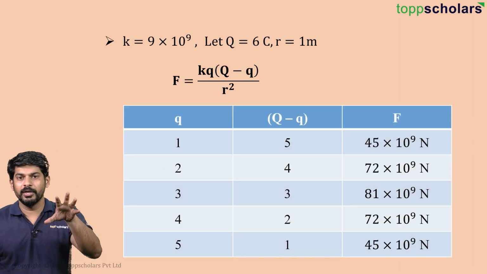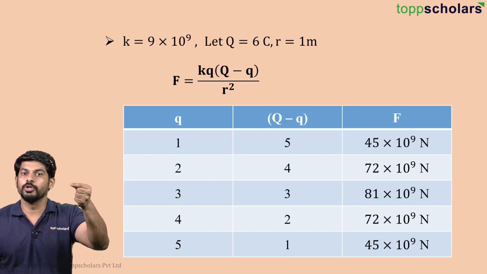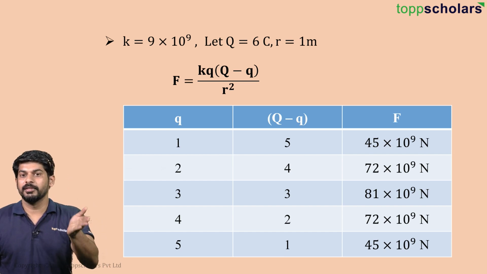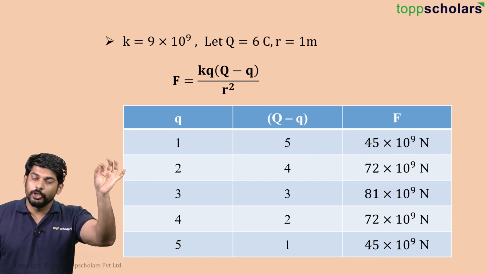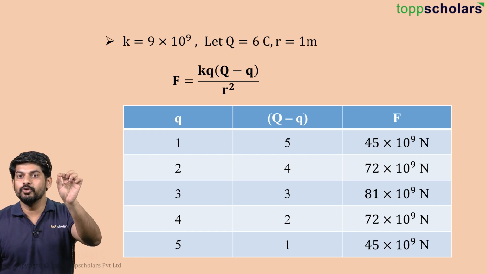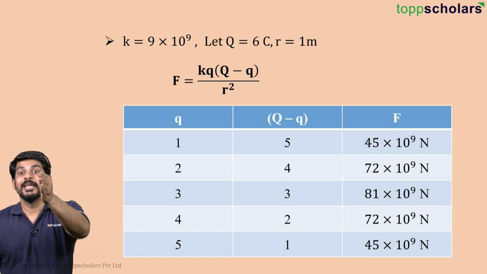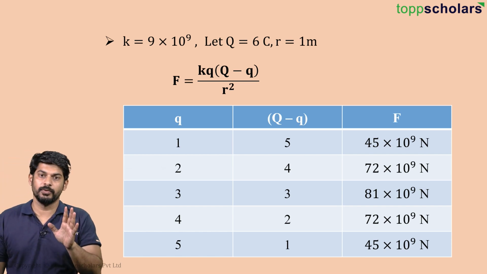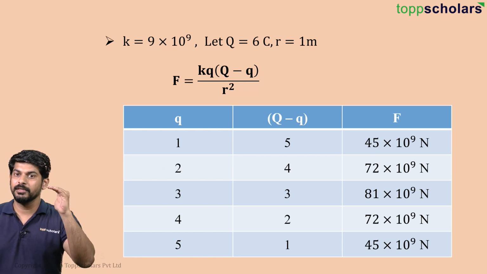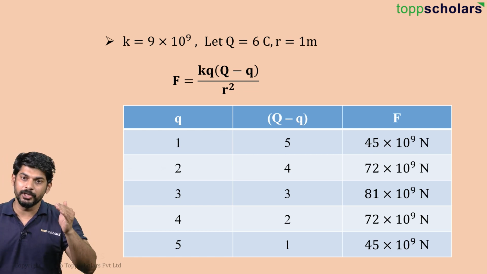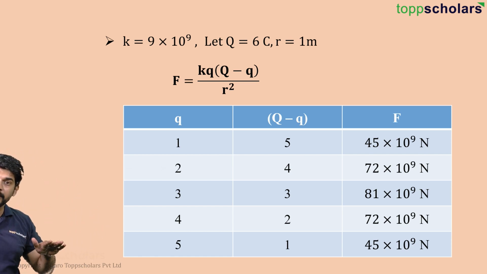Now, what we have done here is we have taken different values. Let's say small q is 1, 2, 3, 4, 5. Then the remaining will be capital Q minus q. That means if small q is 1, then Q minus q, that is 6 minus 1, will be 5. In that way, we have calculated the force in all cases. As you can see, initially 45, then 72, then 81, again 72, 45. So we can see it is increasing, then again it is decreasing.